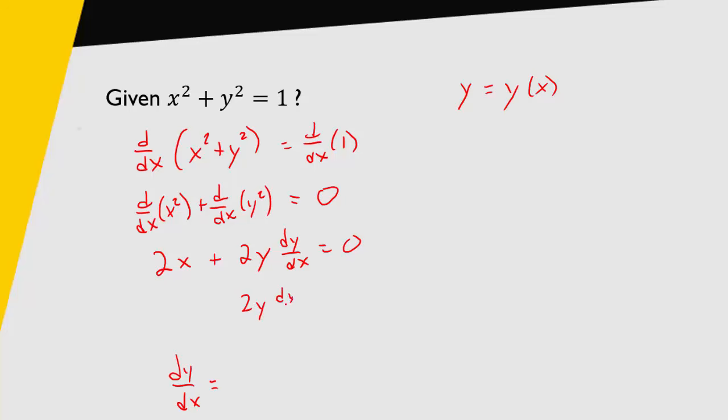In this case, I will just subtract 2x to the other side, and then lastly I would just divide through by 2y. And the result will be negative x over y. So in this case, I have an expression for dy/dx, and so I could look at any point that's on my circle and plug in the associated x and y values and find the slope of the tangent line at that point on my circle.